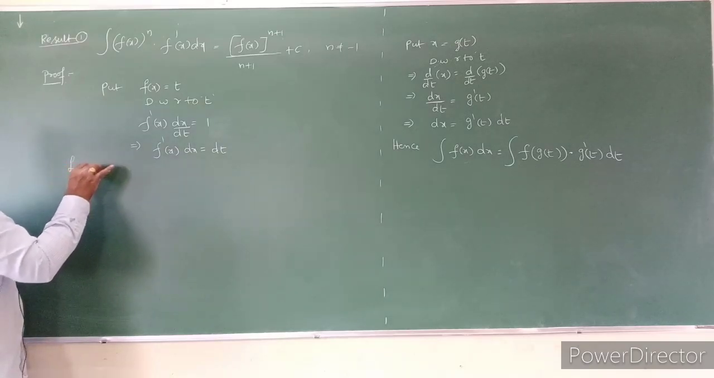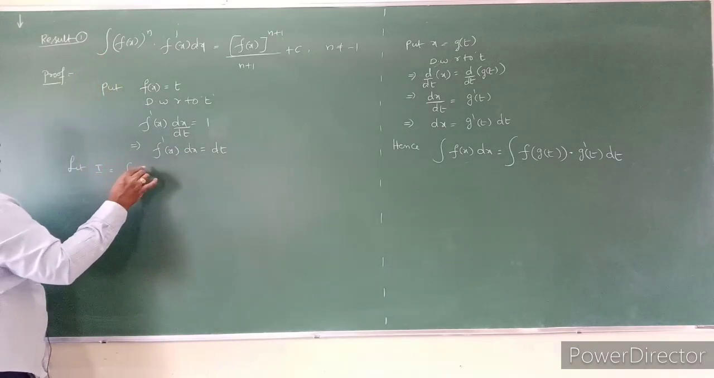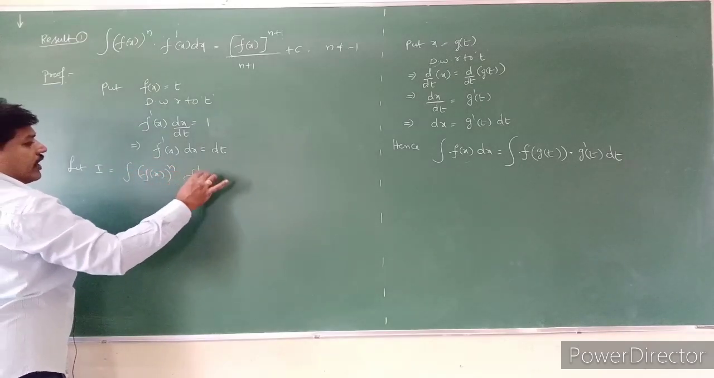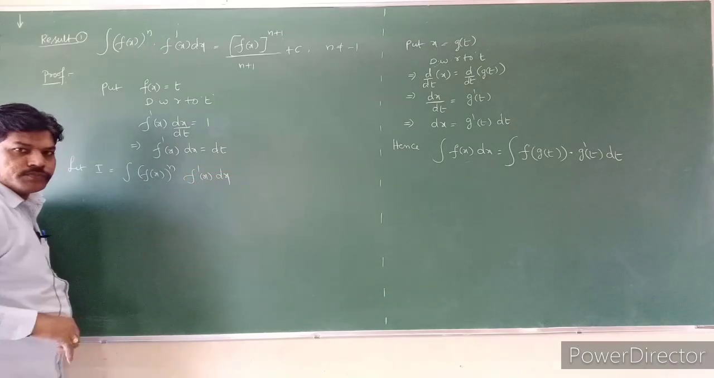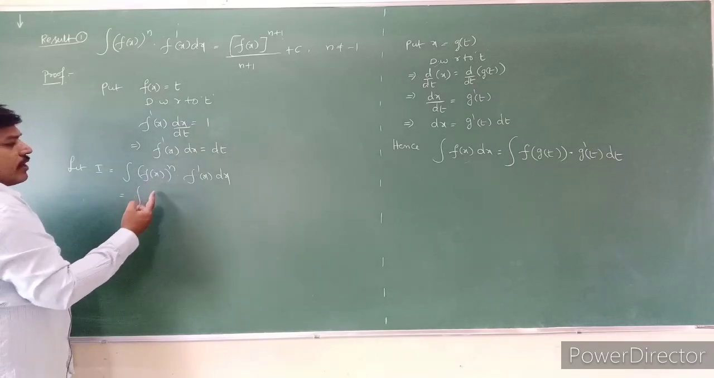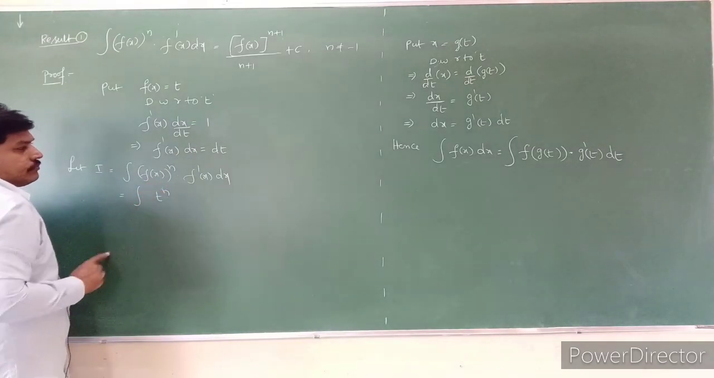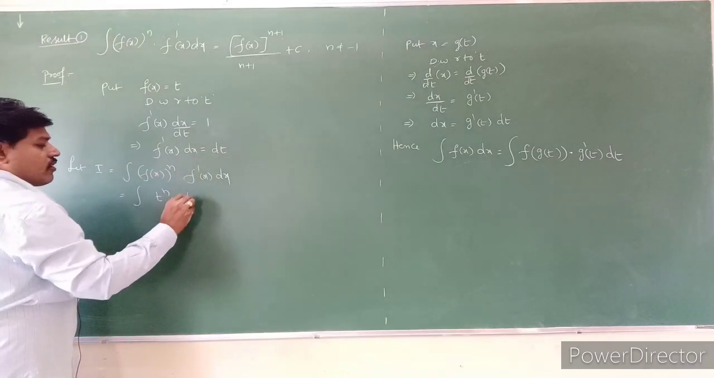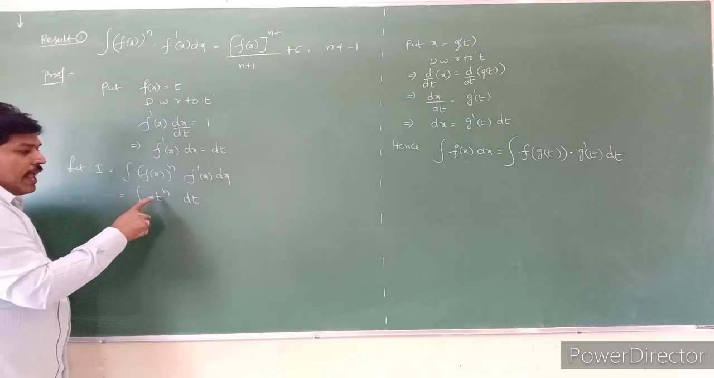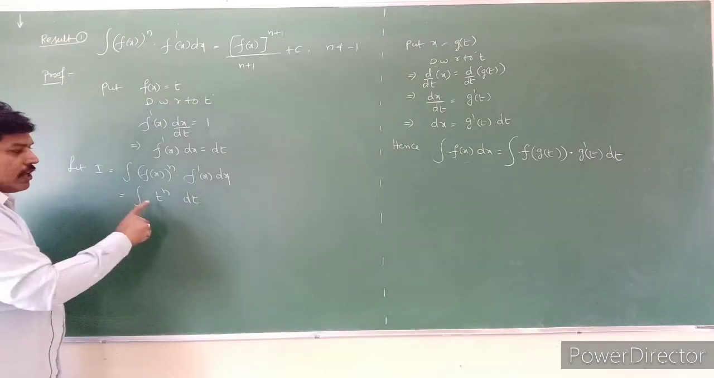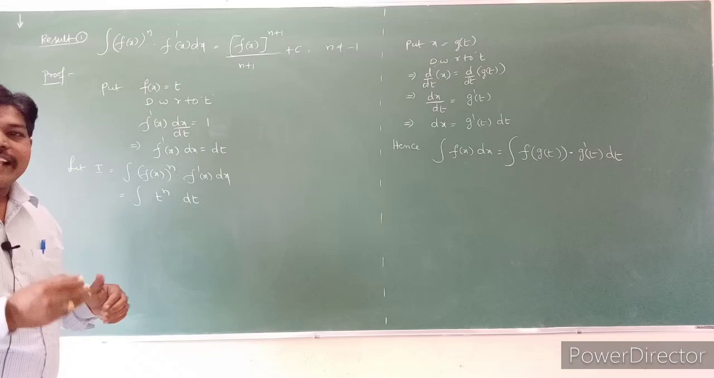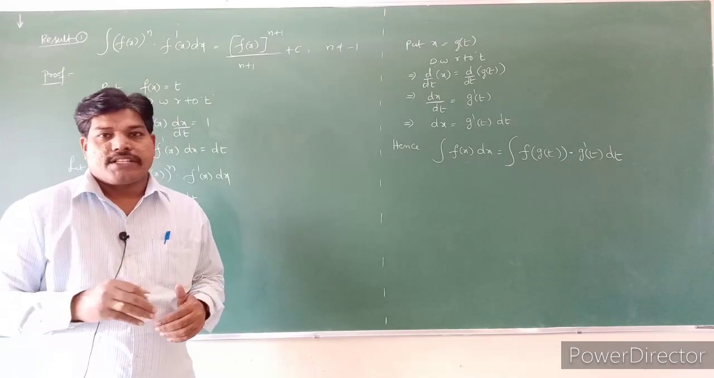So automatically, let I be equal to the integral of f of x whole power n into f dash of x into dx. That is equal to the integral of f of x whole power n, which is nothing but t power n, and f dash of x into dx becomes dt. It is in the form of integral of t power n into dt. What is the formula for the integral of x power n into dx? The formula is x power n plus 1 by n plus 1 plus c.